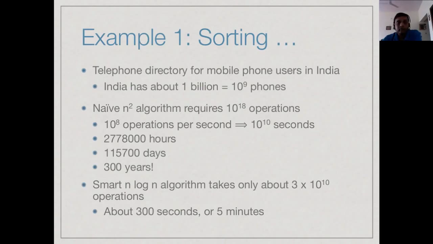Suppose we want to compile a list of all owners of SIM cards in India in some sorted fashion. Since we have 10 to the 9 subscribers, if we run an n square algorithm, this will take 10 to the 18 operations, because 10 to the 9 square is 10 to the 18. Now 10 to the 18 operations, since we can do only 10 to the 8 operations in 1 second, will take 10 to the 10 seconds.